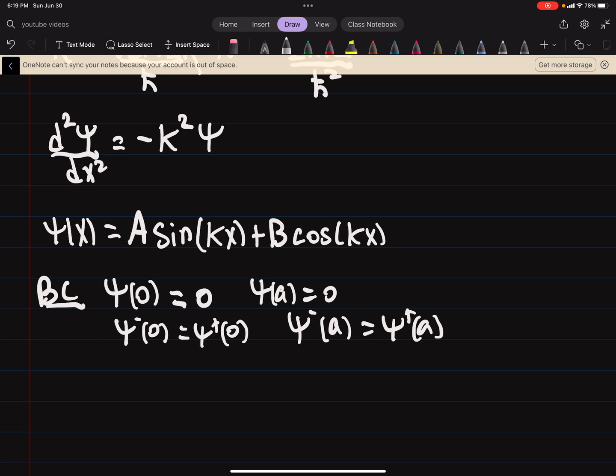So let's start with psi of 0 equals 0 equals, well, sine of 0 is 0, plus cosine of 0 is just 1, so plus B.